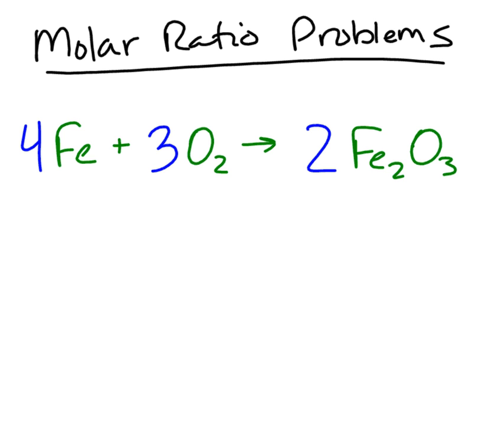All right, this video is on molar ratio problems. So here I have a balanced chemical equation. The blue numbers represent the coefficients that allow the law of conservation of matter to be upheld. I have 4 atoms of iron on one side and 4 atoms of iron on the other side of the arrow. I have 6 atoms of oxygen on one side and 6 atoms of oxygen on the other side of the arrow.